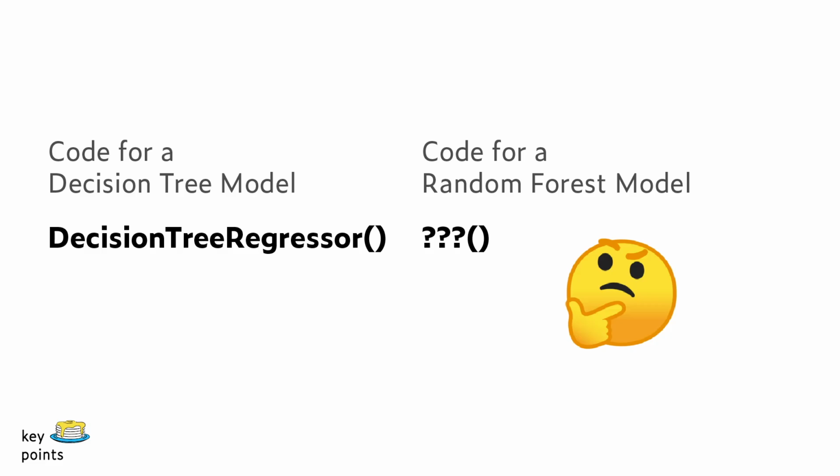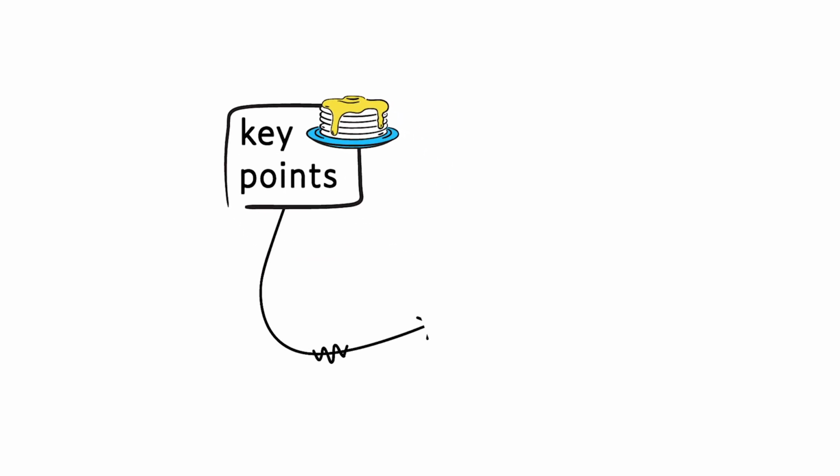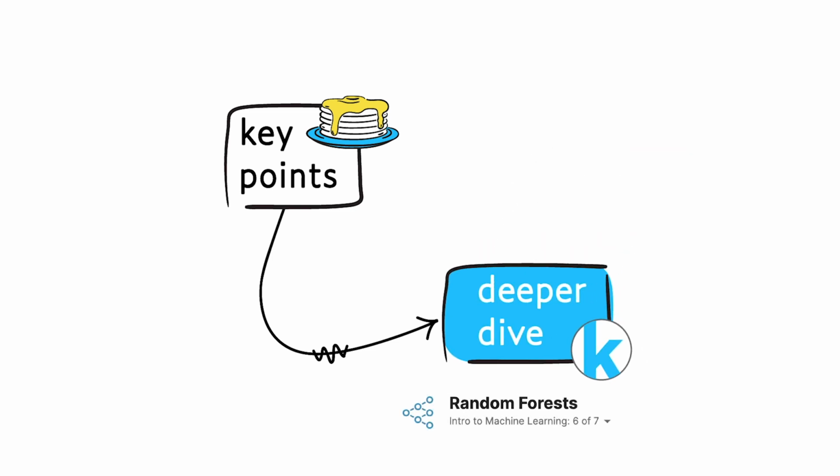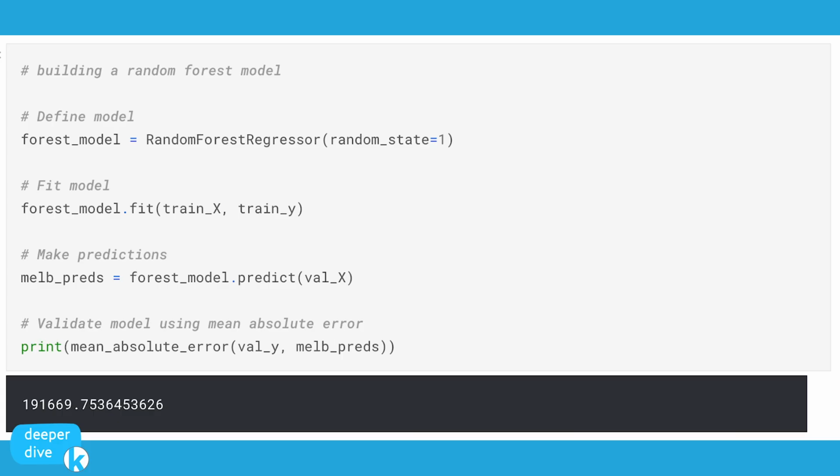So take a second to think about this. We've created a decision tree model using decision tree regressor. What might be different between the code for a decision tree and the code for a random forest model? Let's take a look. Now, what we decide to call our model is up to us. Here we've called it a forest model. So yes, technically that's a change, but really the meat of the change comes in the model that we've defined. And here, instead of decision tree regressor, we've got random forest regressor.